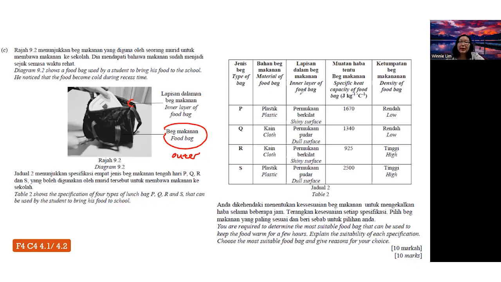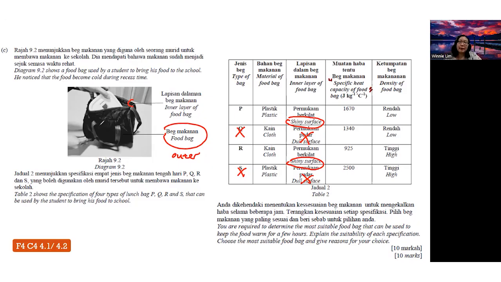What happened to the inner layer of the food bag? Normally, it should be a shiny surface or a dull surface. So you figure out. If you're aware, most of the time, the inner layer is some sort of aluminum foil. I don't know if you all ever bring your food using a lunch bag or not. So by right, it's supposed to be shiny. Why do we choose shiny? Because it will be able to reflect heat. So once you know a dull surface is not correct, your choice towards the correct answer is closer already.